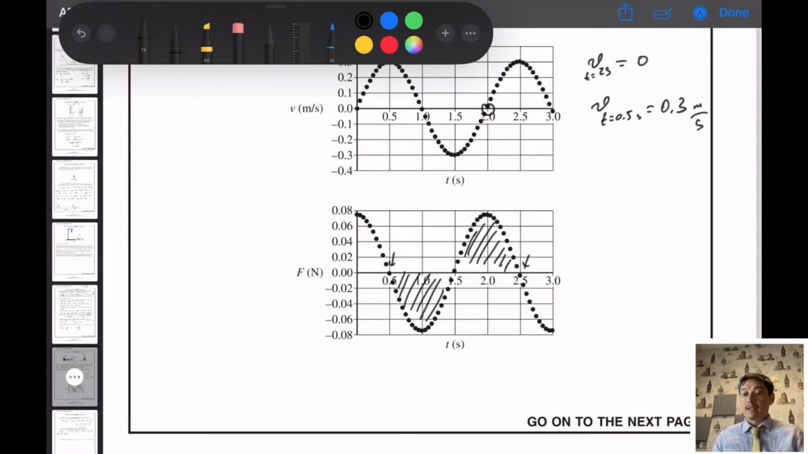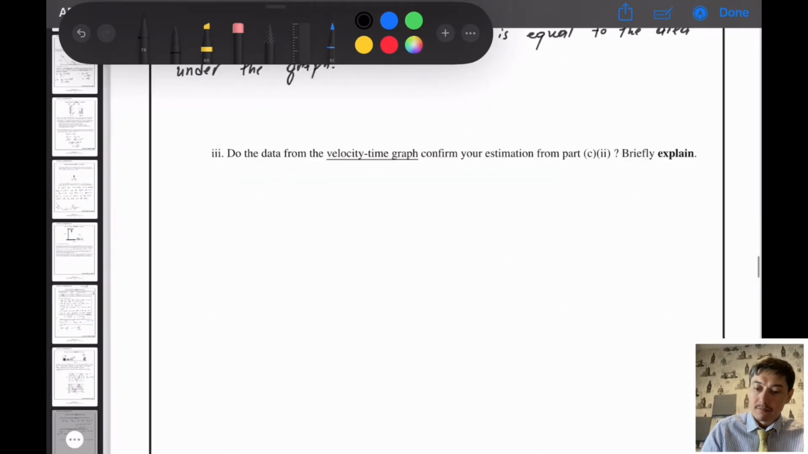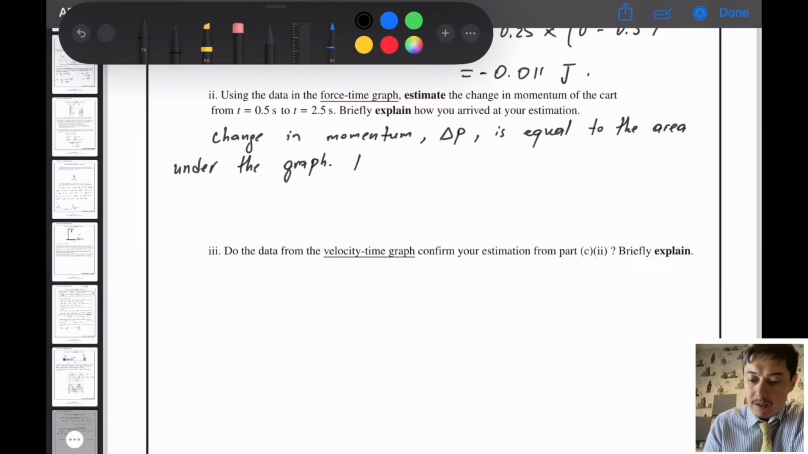Now we can see at the beginning we have got negative area because the line is below the zero, and towards the second half we have got approximately equal area, but positive because it is above the zero line. They both cancel each other and the total area is zero. Thus, change in momentum is zero.